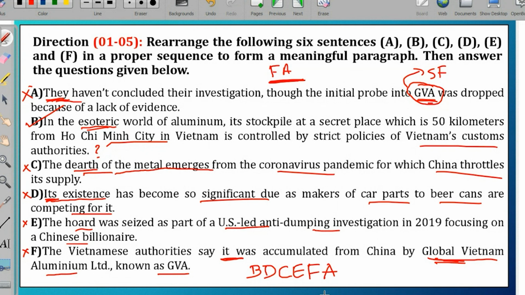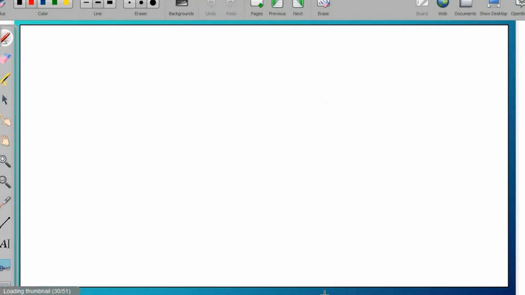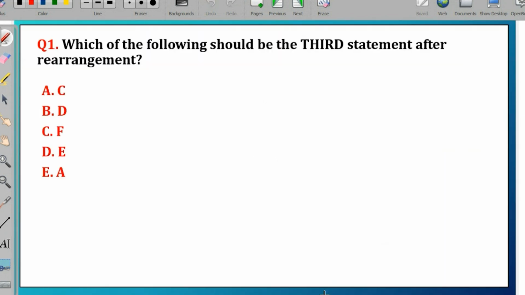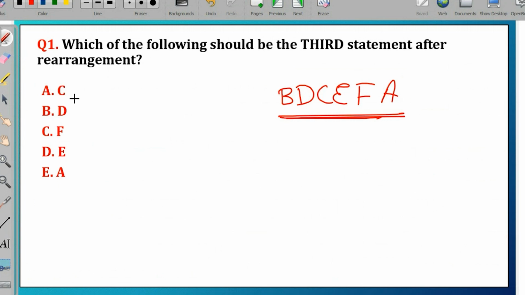Okay, let's move to the next one. These are the questions. Which of the following should be the third statement? Now, what is the sequence? It is B, D, C, E, F, A. Okay. What is the third statement? First of all, when you are solving the parajumbles, always do this. Always find the sequence so that it will be easier for you to mark the answer.